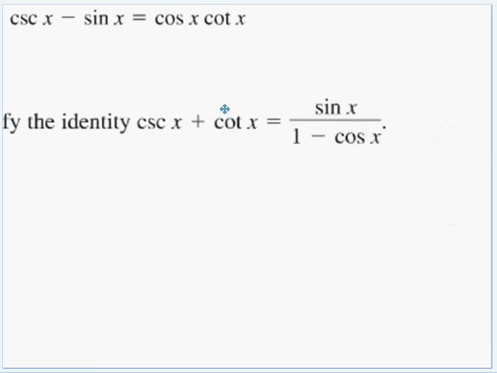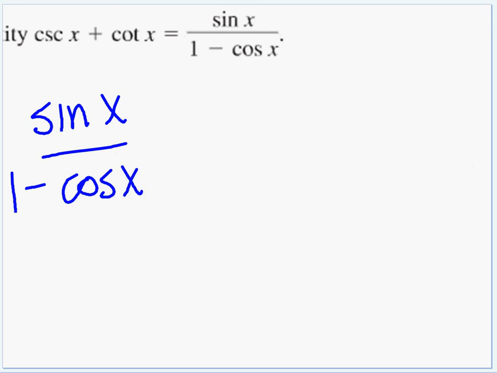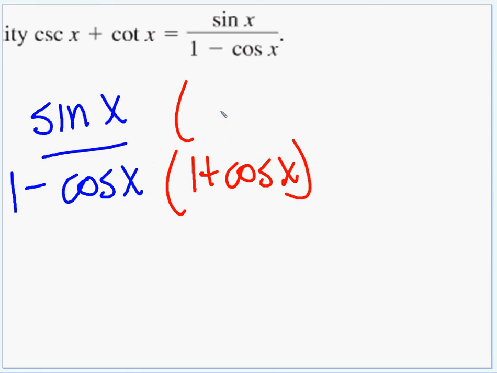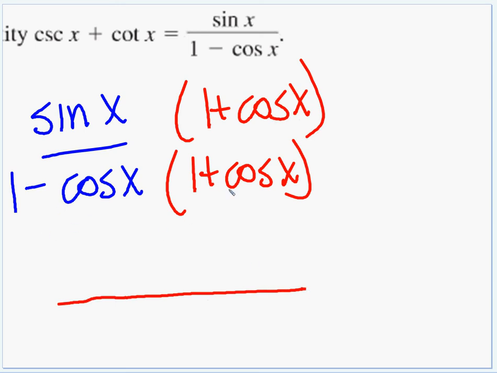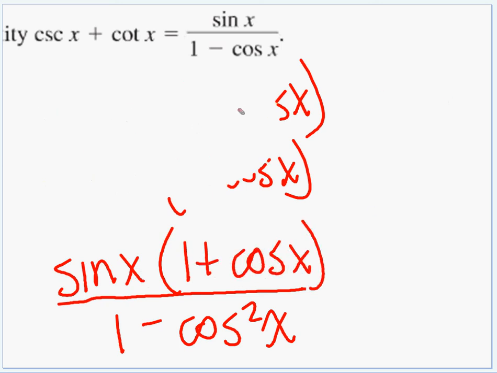And verify this. Okay, we are going to work on the right side to make it into the left. Very similar to our example. I'm just going to copy our sine x over 1 minus cos. And the technique was multiply by the conjugate. That conjugate will be 1 plus cos. Okay. FOIL in the denominator. 1 minus cos times 1 plus cos. 1 minus cos squared. And then I'm going to leave that sine x outside. We're not going to distribute. And we'll keep the 1 plus cos as a quantity.